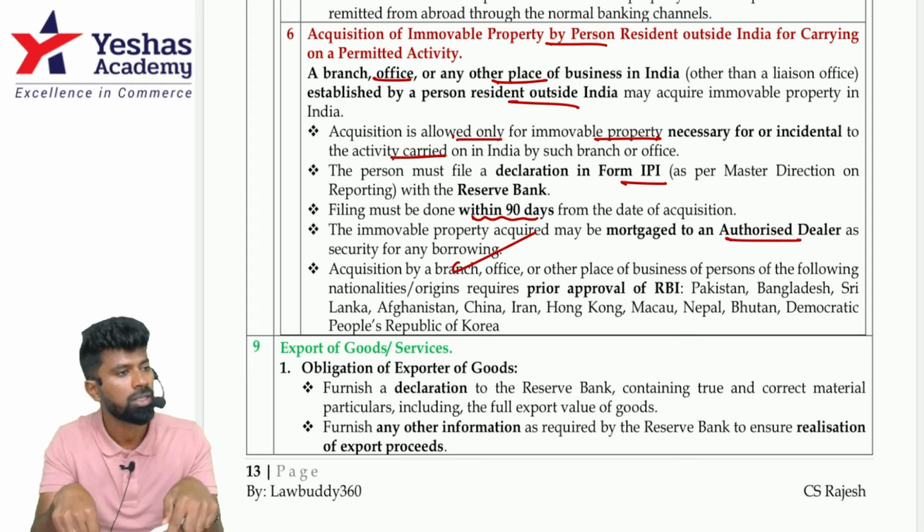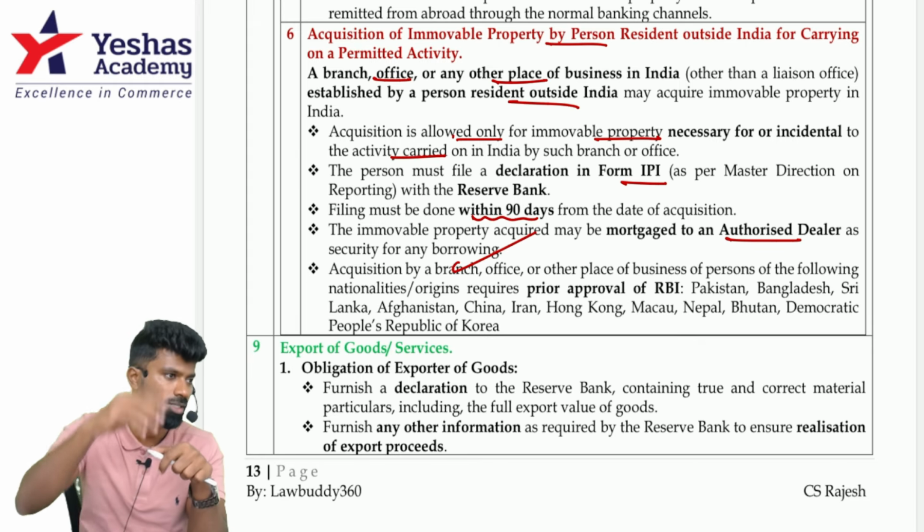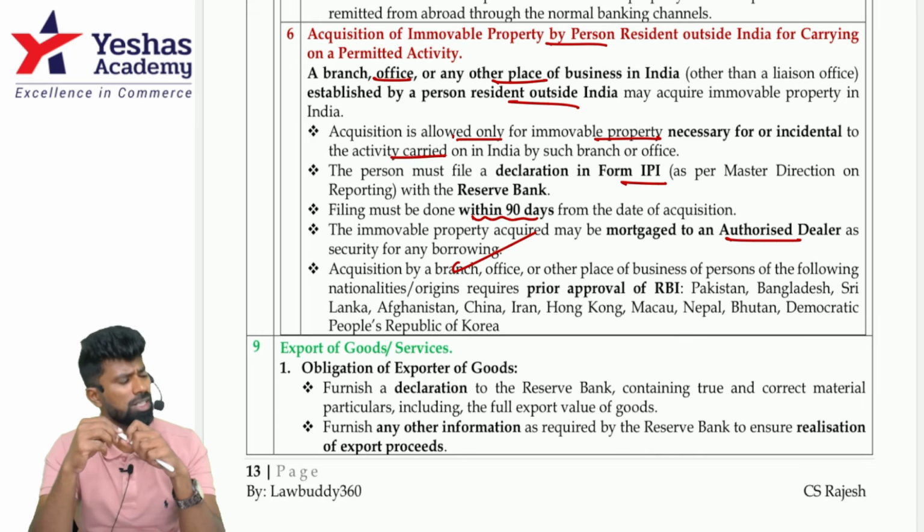These are the provisions with respect to acquisition of property in India by persons who are residents outside India. First one, what we discussed. What is the first category of acquisition?